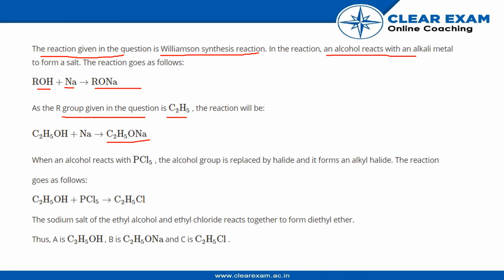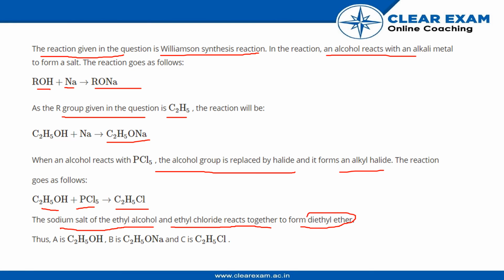Now, when an alcohol reacts with PCl5, the alcohol group is replaced by halide and it forms an alkyl halide. And the reaction goes as follows: C2H5OH plus PCl5 gives C2H5Cl. The sodium salt of the ethyl alcohol and ethyl chloride react together to form diethyl ether.